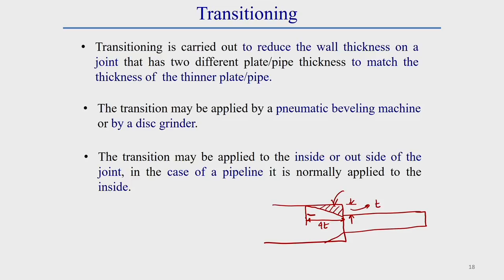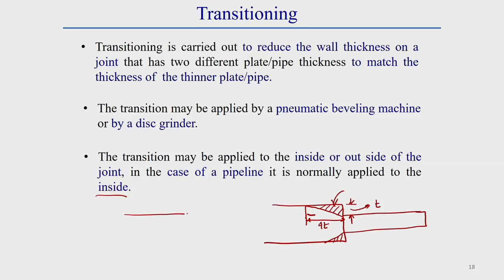This transitioning may be applied inside or outside, that means this removal of material sometimes we can do inside, or sometimes outside also. In case of pipe welding, this transitioning is always done inside, but in case of butt weld, like here this is two plates which have different thickness we are going to weld, generally here transitioning is done on the top side and bottom side. So top inside and outside we can do. This is outside, this is inside.